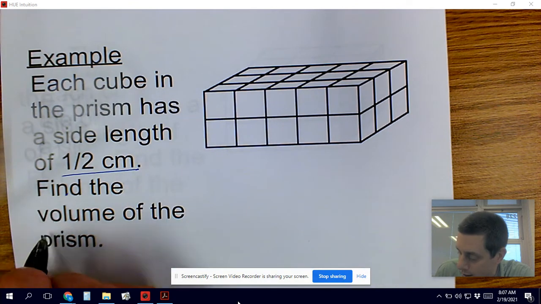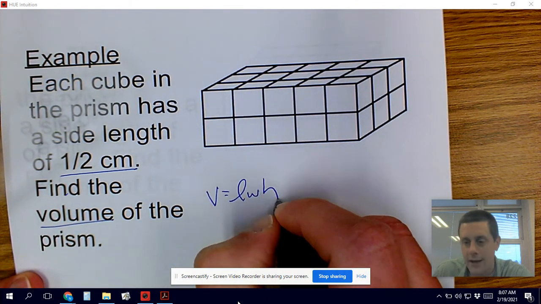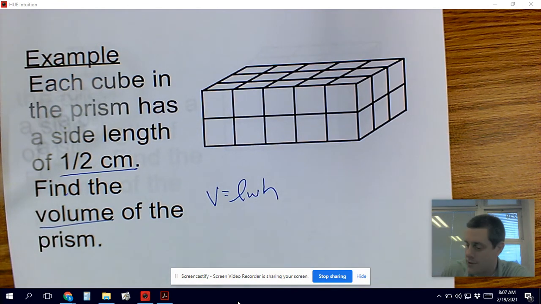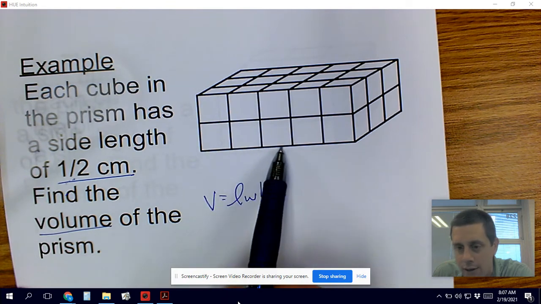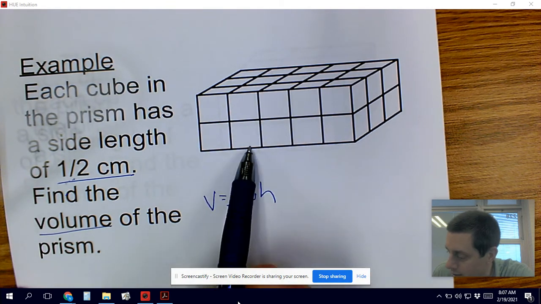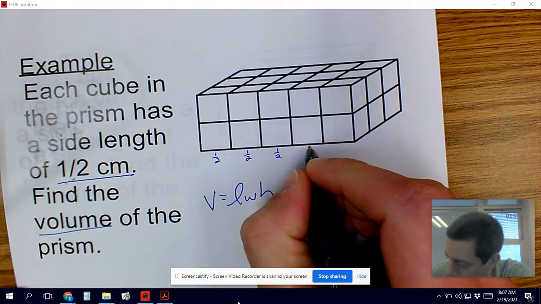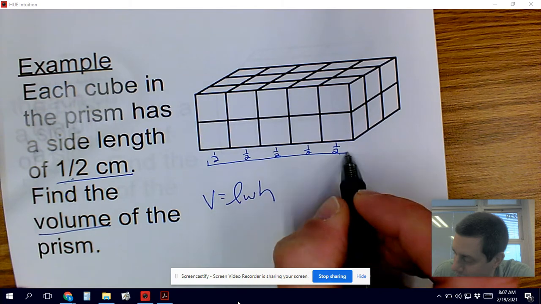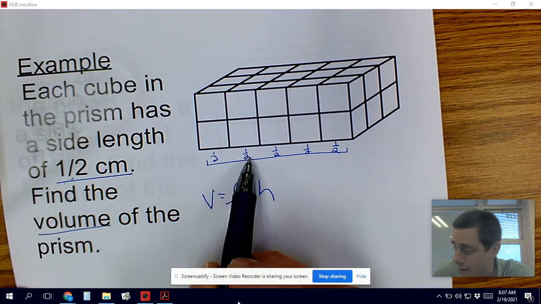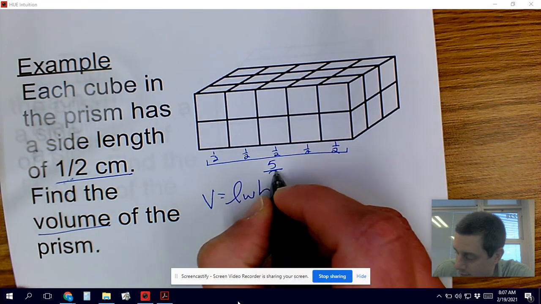If I was to calculate the volume, I'm still going to do volume equals length times width times height, but now I need to find what those dimensions are. Every cube is 1/2 centimeter. So if my length is across the front, each one of these is 1/2. So if I want that entire length, 1/2 plus 1/2 plus 1/2 plus 1/2 plus 1/2. 1, 2, 3, 4, 5 halves.